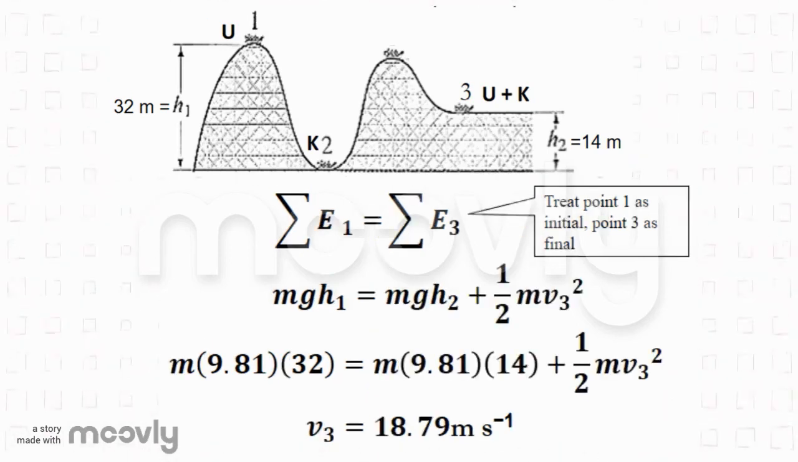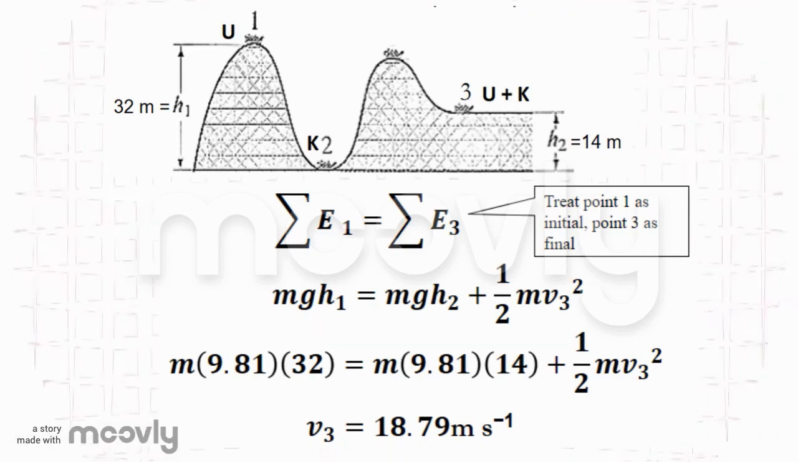And for point 3, you can use point 1 or point 2 as the initial position. So let's use point 1, which is mgh. At point 3, it is mgh plus half mv squared. So substitute all the values. g is 9.81, height 1 is 32, and height 2 is 14. And you can cancel out the mass on both sides. And that gives you V3 is 18.79 meters per second.